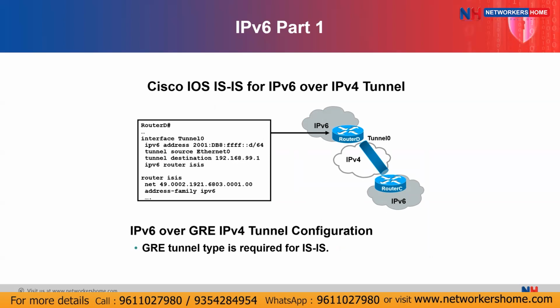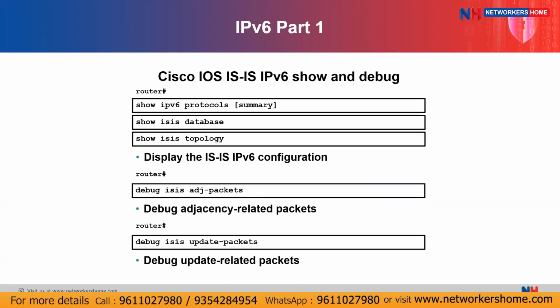And IPv6 over GRE, remember, by default in GRE, IPv4 remains enabled. And if we want to execute IPv6 in GRE, then the address family IPv6 command is required. IPv6 router IS-IS, that is IPv6 address, tunnel source, tunnel destination, IPv6 router IS-IS. This thing we require, and address family IPv6. That's all. Then it is going to work.